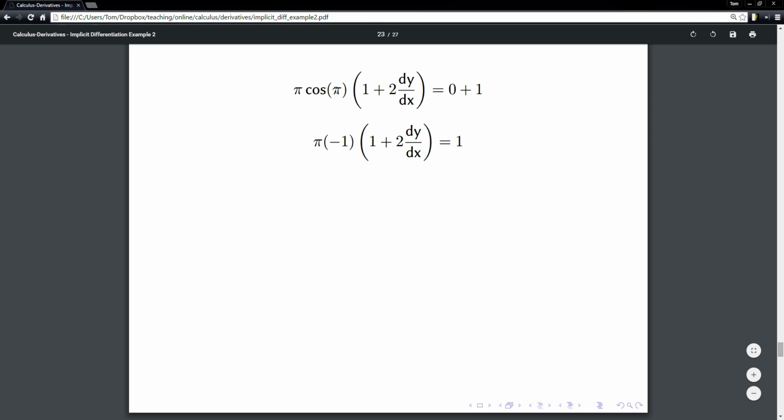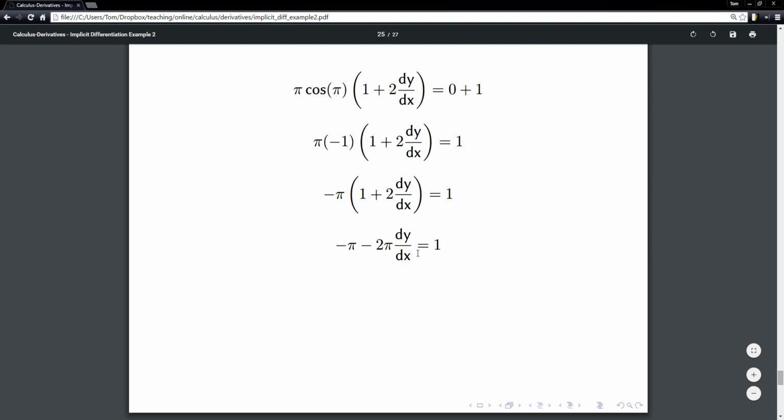The cosine of pi, right, that's just equal to negative 1. So that's why I have the negative 1 there. And then 0 plus 1 is 1. Okay. And simplify it a little further there. Minus 1 times pi would be minus pi. And so now that I've got it fairly simple, I want to solve for dy dx. You can either divide minus pi from both sides, but I'm just going to distribute it through the parentheses here. So minus pi times 1 is minus pi, times 2 dy dx is minus 2 pi dy dx, equals 1.